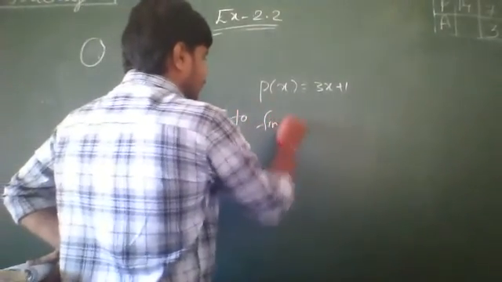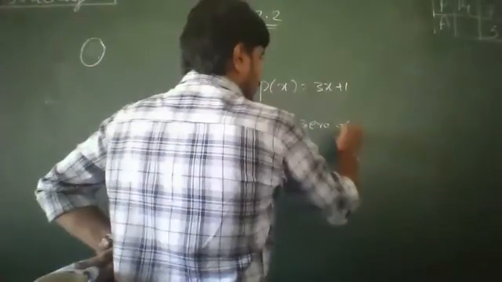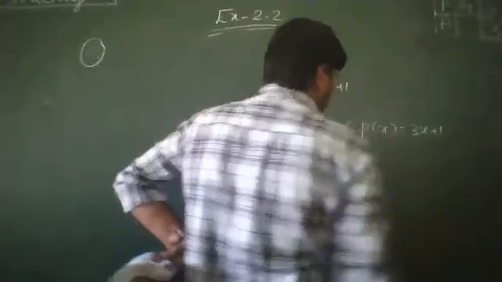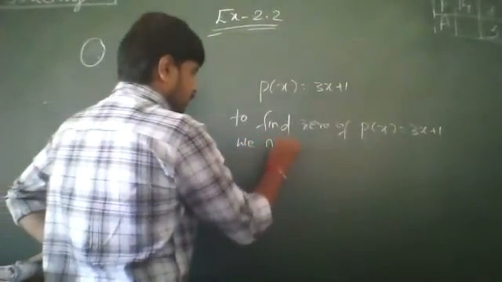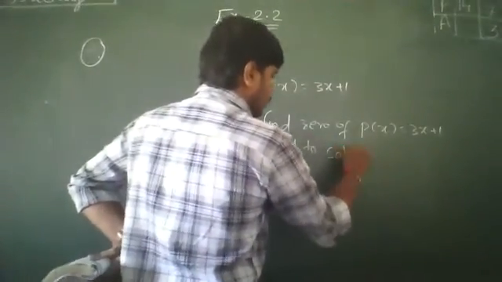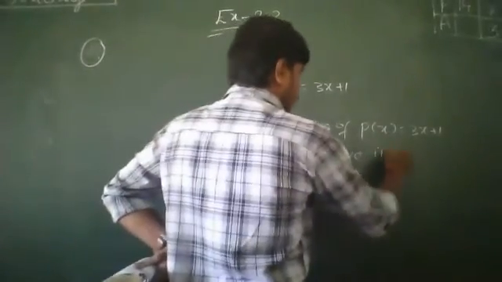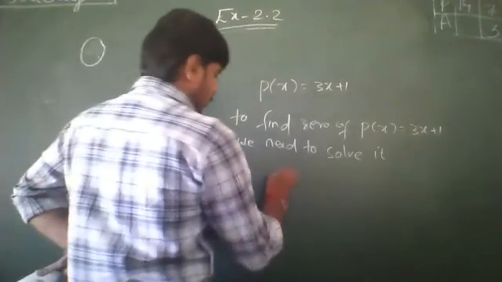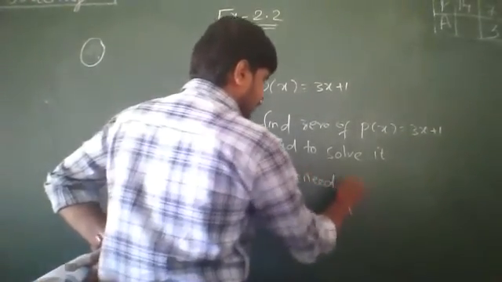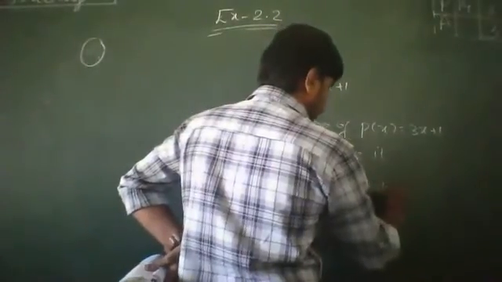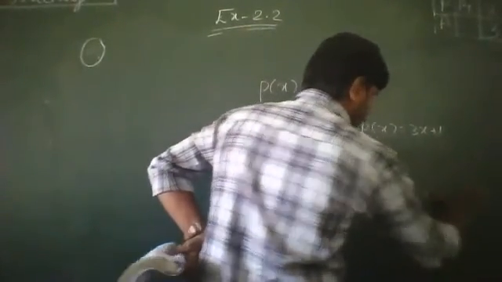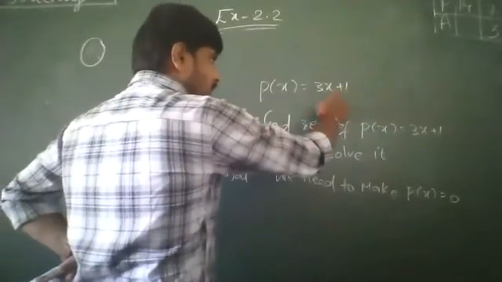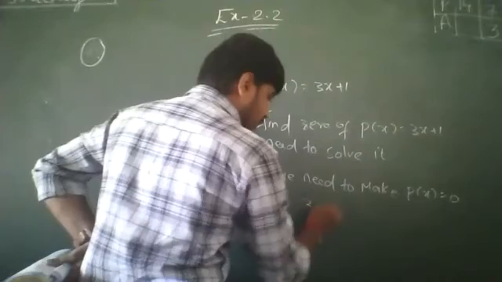Find the zero of p of x is equal to 3x plus 1. We need to solve it. Solving is nothing but making p of x equal to 0. What is p of x? 3x plus 1 is equal to 0.